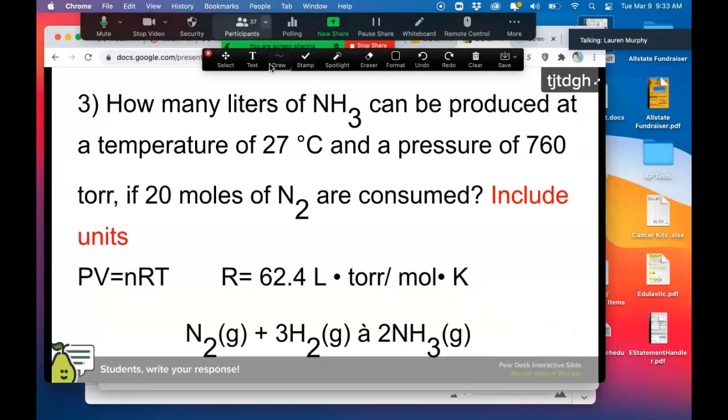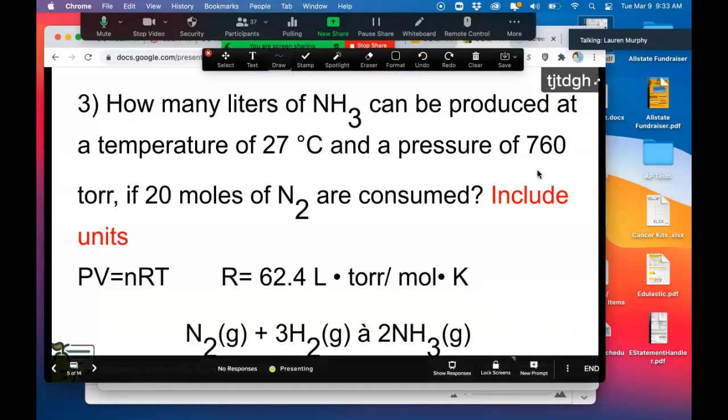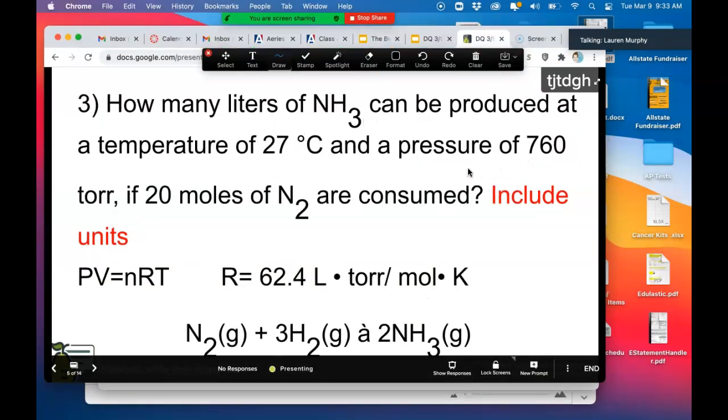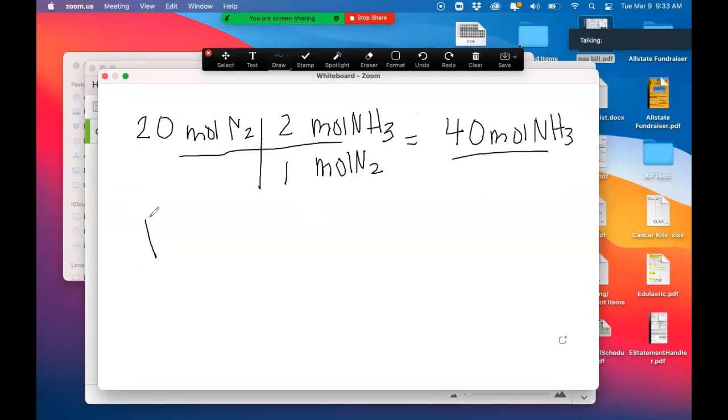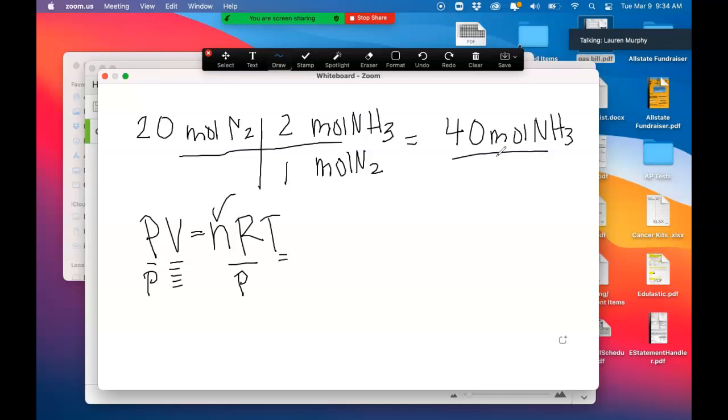Well, I know its temperature and its pressure. So if I want to find liters, which is volume, PV equals nRT. I need to find volume, so you divide both sides by pressure. I have moles, it's right here. R is given, right? I have temperature and I have pressure.